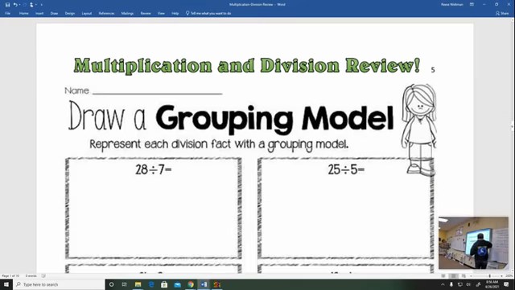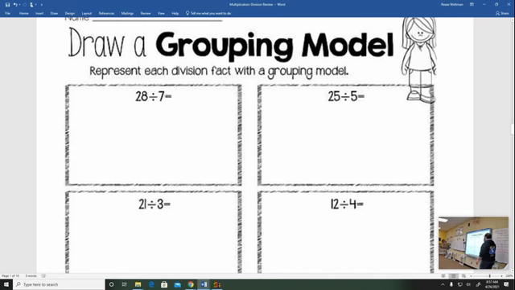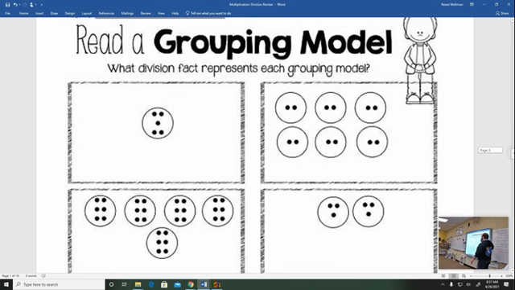Okay, so then the next page. Everybody take a look at this one. It says draw a grouping model. And you're representing each division fact with a grouping model. Who remembers what grouping models are? Jack? We'll put them in little groups. Is this what we're talking about? Does it look something like these right here? Yep. You're doing this.